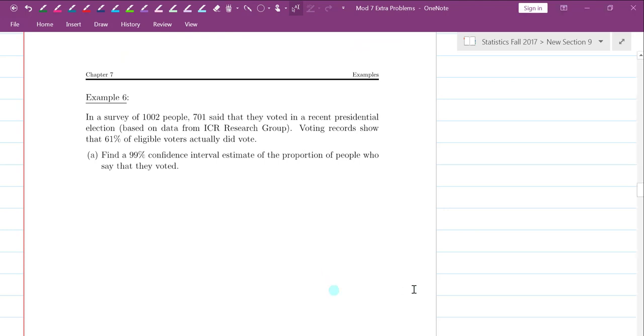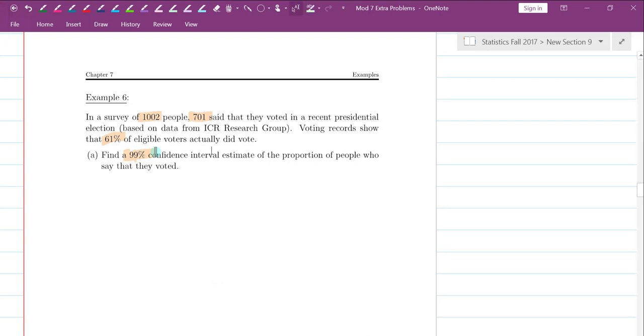Good. Okay, so a survey of 1,002 people, 701 said that they voted in a recent presidential election. Voting records show that 61% of eligible voters actually did vote. Find a 99% confidence interval for the estimated proportion of people who say that they voted.